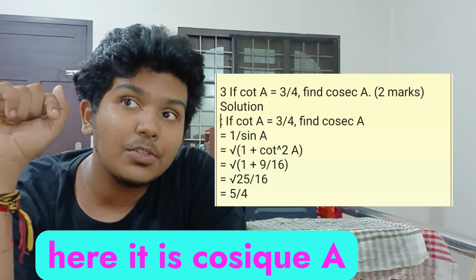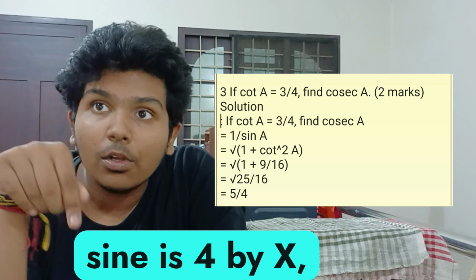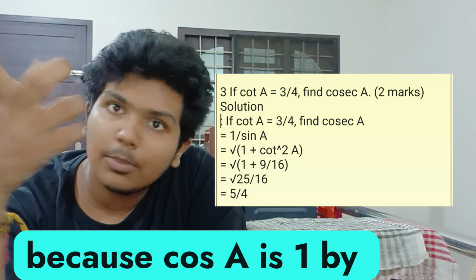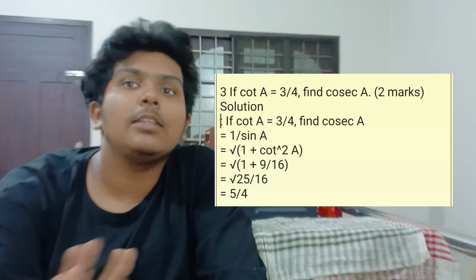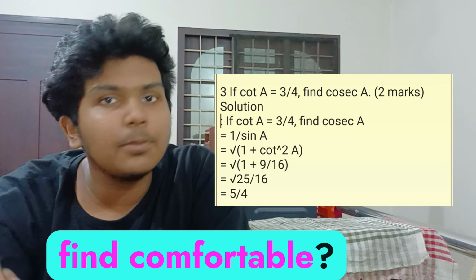So here it is cosec A, and here we know sine is 4 by x. So 4 by 5, right? If we reverse it, because cosec is 1 by sin, so 5 by 4. These are the two methods we can use. Which method do you find comfortable? Your decision.